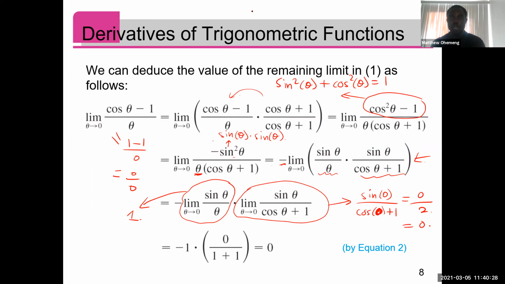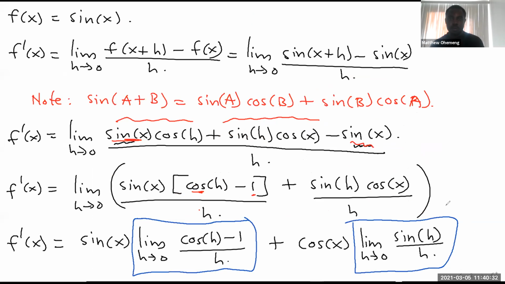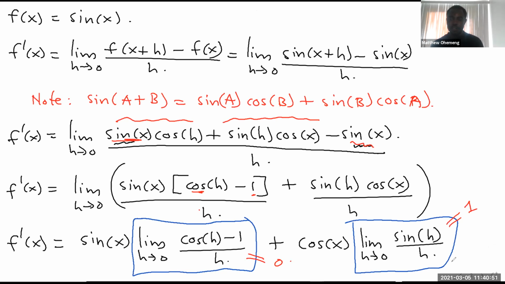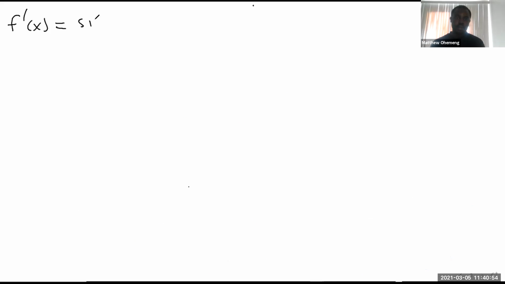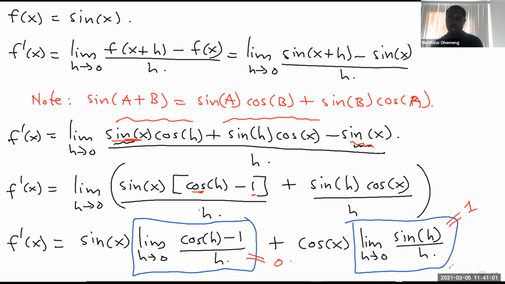So let's go back to the whiteboard and wrap up the proof. We know that this one is 1 and this one is 0. So that means f prime of x is equal to sine of x times 0, plus cosine of x times 1.